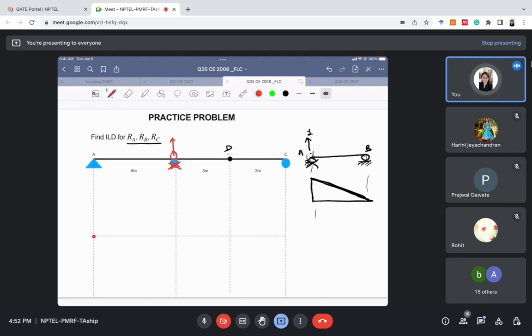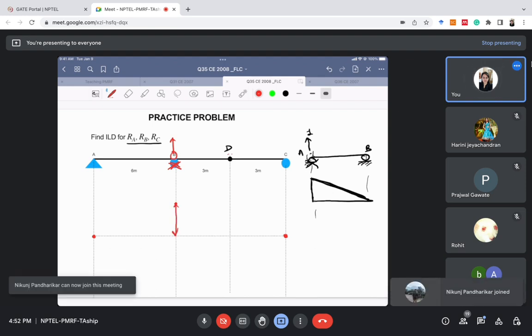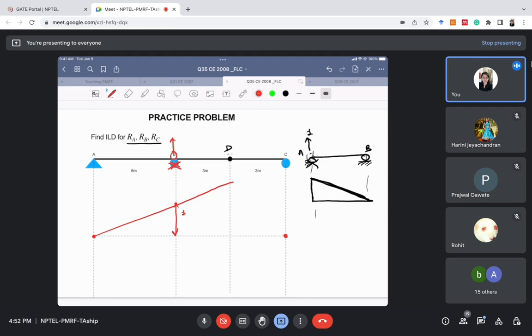It is supported here, it cannot move anywhere. It is supported here, it cannot move anywhere. From B, I have removed the support. Point D can move upward or downward. Now, if I pull it upwards, it will be displaced by unit amount here. So it is 1, and it will be like this. At D, there is an internal hinge, so it can change the angle and it will be like this. I've discussed all these things in the last class, so you can check it.